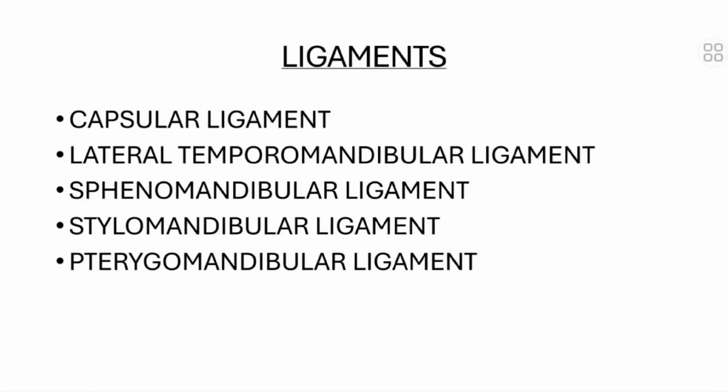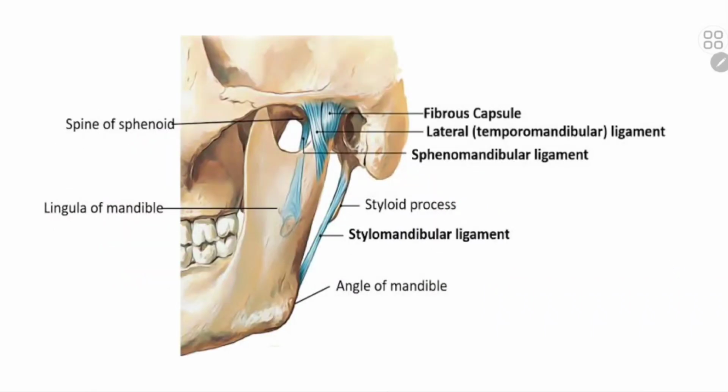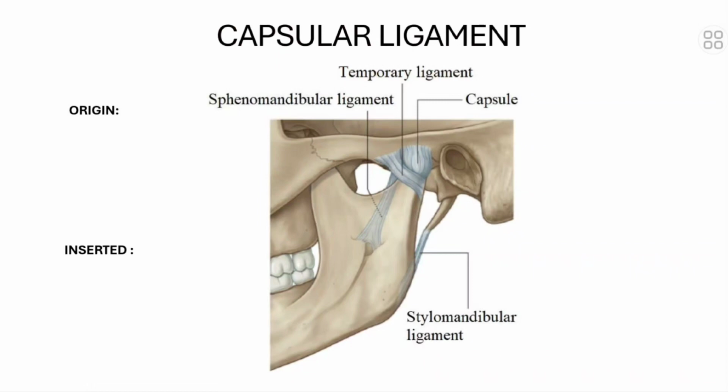Everyone, today we are going to see about the temporomandibular joint's ligaments. The first ligament is the capsular ligament, the next is the lateral temporomandibular ligament, and the third is the sphenomandibular, stylomandibular ligament, and the pterygomandibular ligament. These three ligaments are the accessory ligaments of the temporomandibular joint. These are the ligaments which help in the temporomandibular joint. So we'll see them one by one.